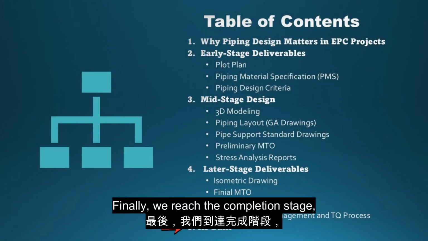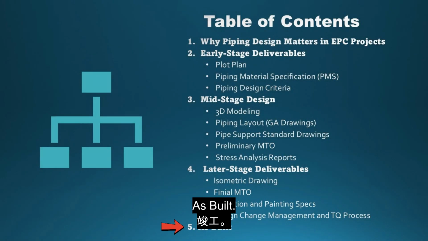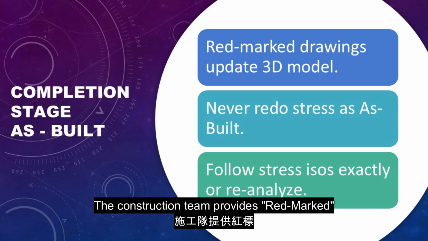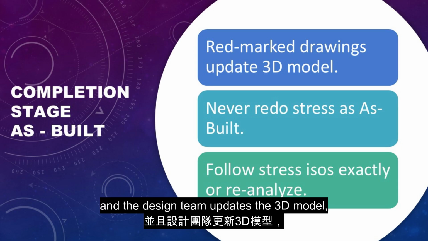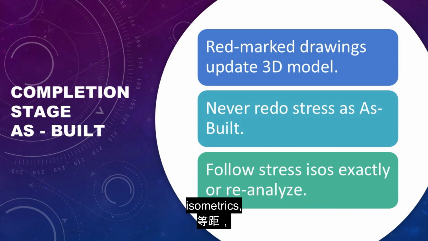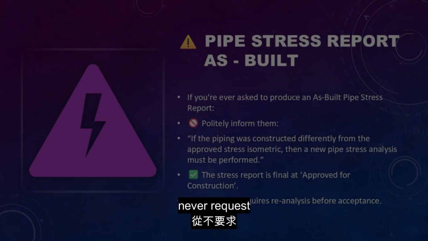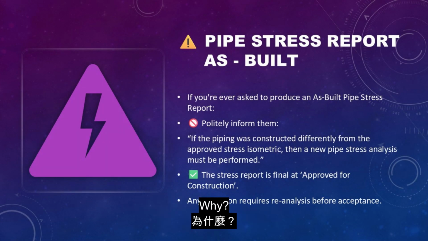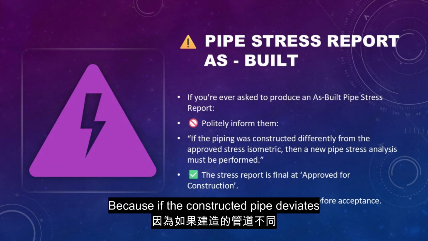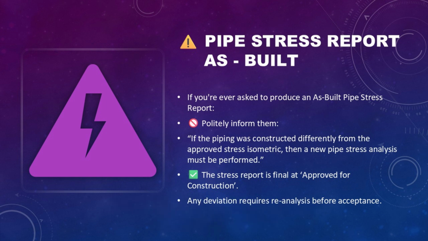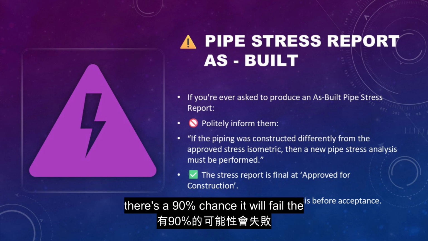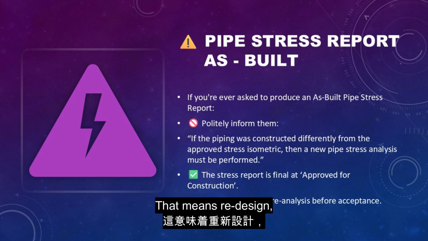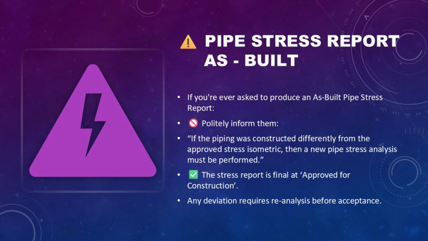Finally, we reach the completion stage, as-built. The construction team provides red-marked drawings, and the design team updates the 3D model, piping layout, isometrics, and other documents. One warning: never request as-built for pipe stress analysis. Why? Because if the constructed pipe deviates from the stress design, there's a 90% chance it will fail the stress check. That means redesign, reanalysis, and rework.